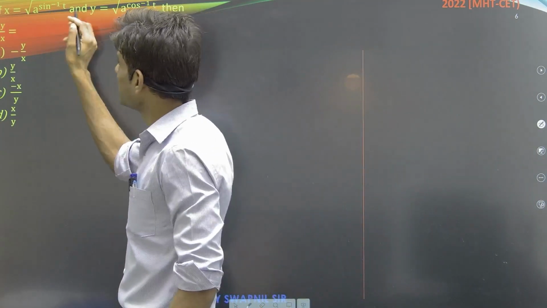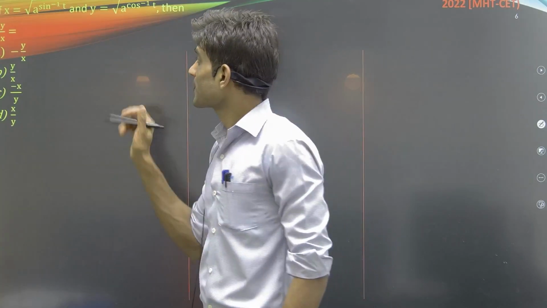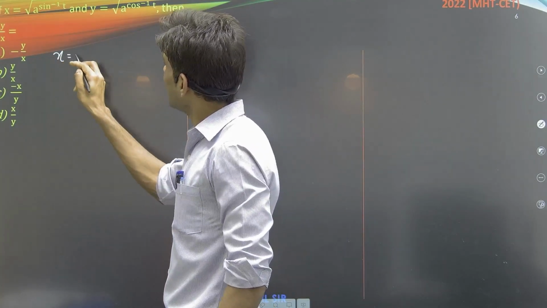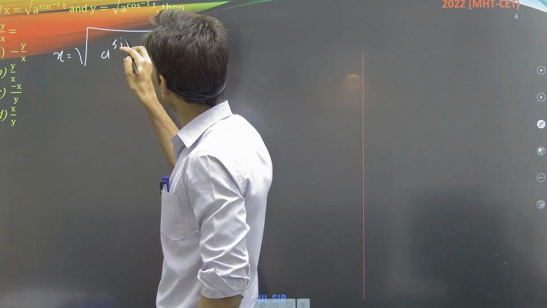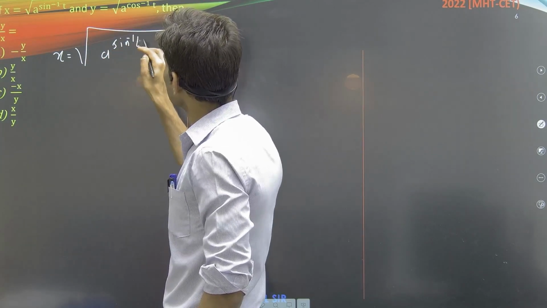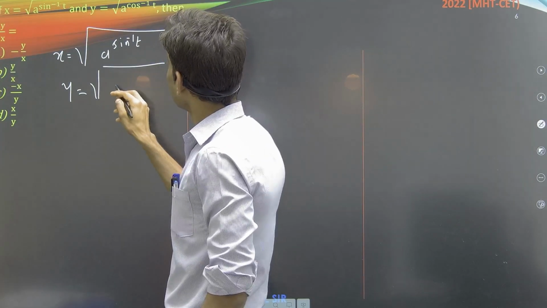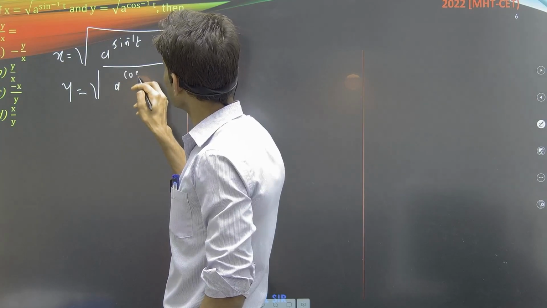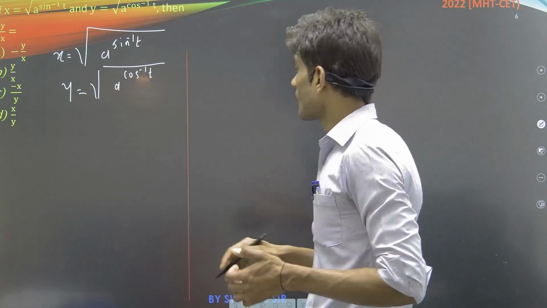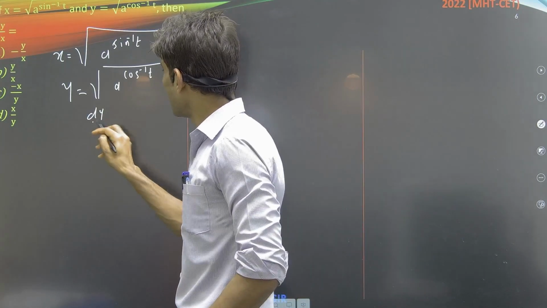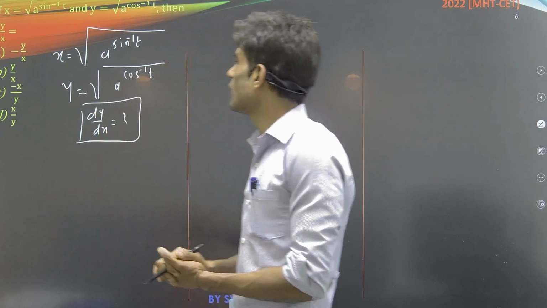We have given sine inverse of t, it is completely a power of a constant term a. So x can be written as a to the power sine inverse of t, and y is equal to a to the power cos inverse of t. Then we want the value for dy by dx.